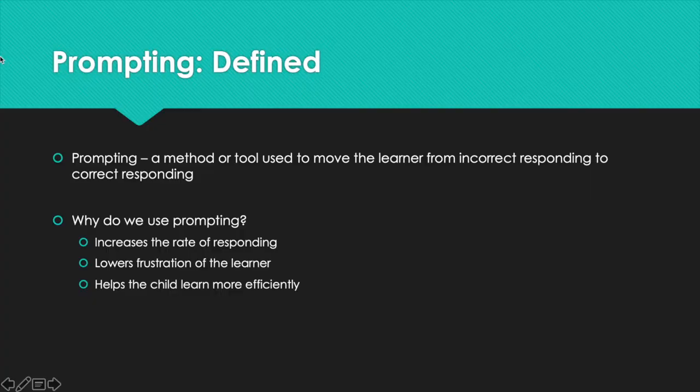This week, we are going to be talking about prompting and prompting hierarchies. So what is prompting? Prompting is a method or a tool used to move the learner from incorrect responding to correct responding. Why do we use prompting? Prompting increases the rate of responding. Prompting lowers frustration of the learner. And prompting helps the child learn more efficiently.